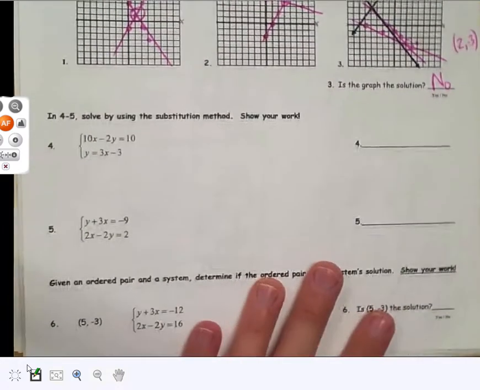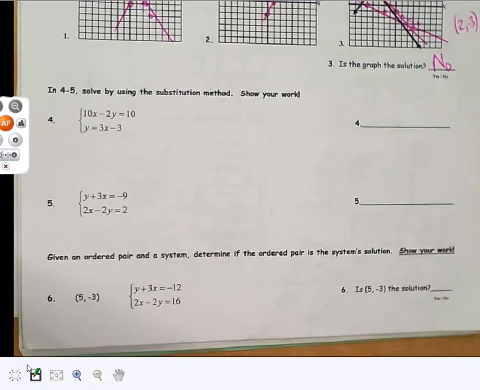Now we go to substitution. 4 to 5, solve by using the substitution method. Show your work. Now, I know from your quizzes that there's a lot of you that like to use one method and you're afraid to use the other methods. In this test, I need to see all three methods. And I will be looking at work.